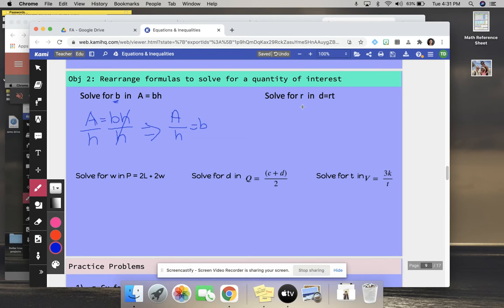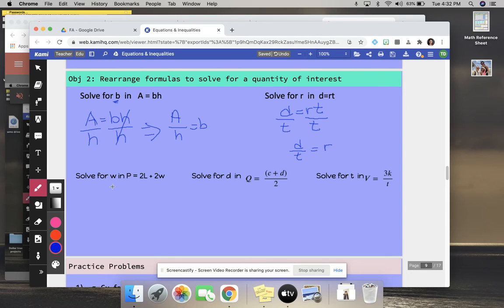Same thing for here. Solve for R. We have D is equal to R times T. I want to get R by itself, so I'm going to divide by T on both sides. And now I have D divided by T is equal to R.